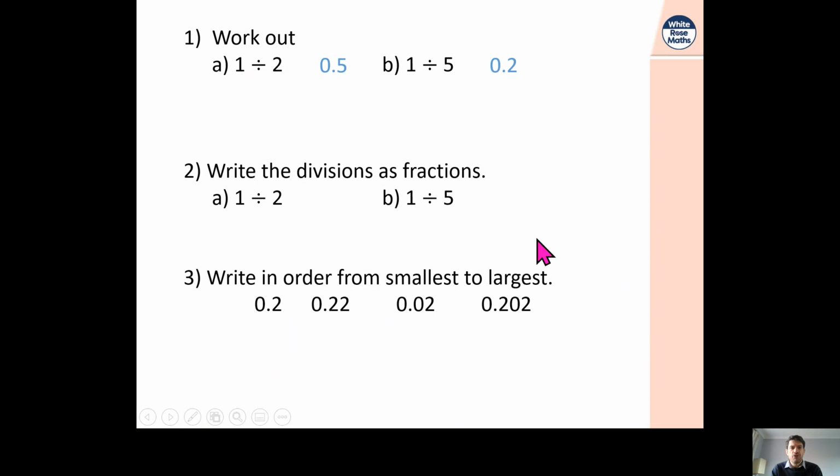Okay, so the first ones are 0.5, 0.2, 1/2, 1/5, and then they are in ascending order, so smallest to largest. 1/5 is 0.2. You'll want to know that.